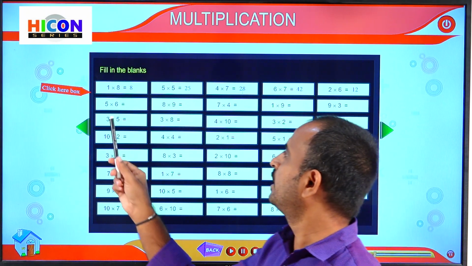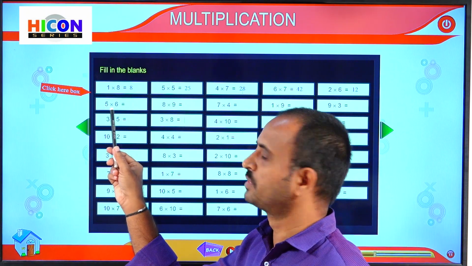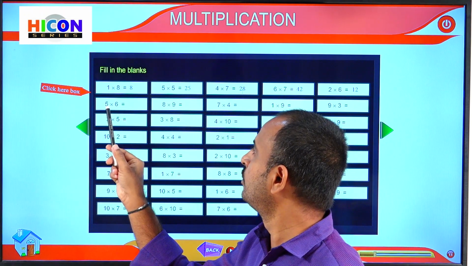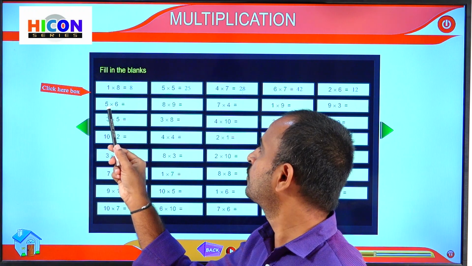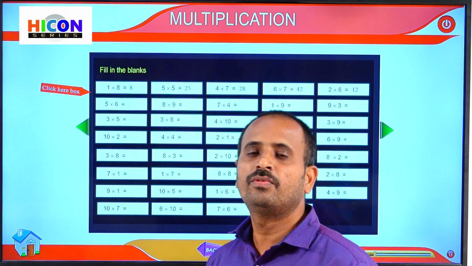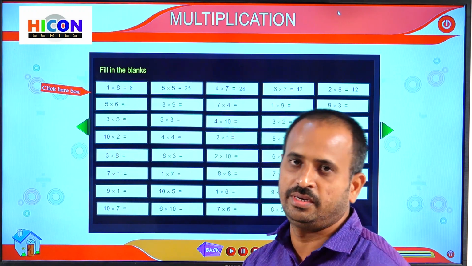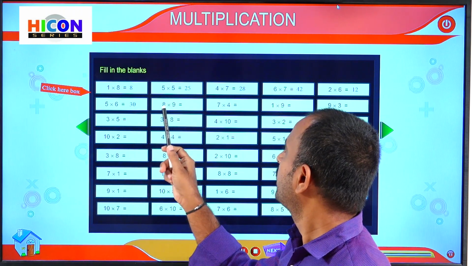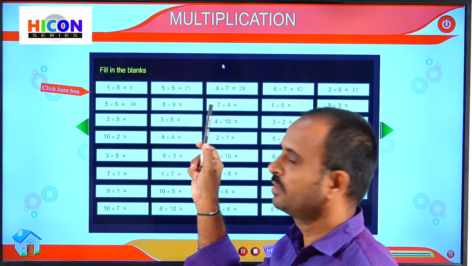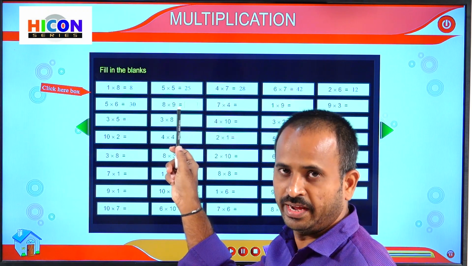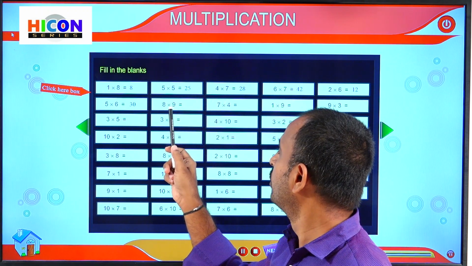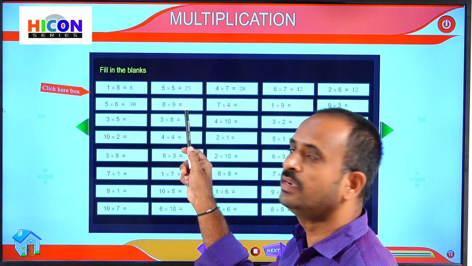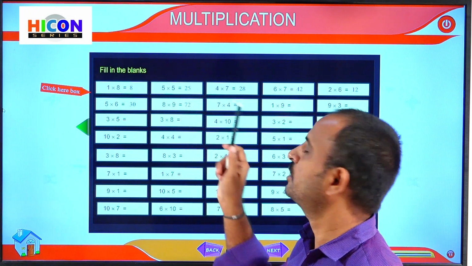Children, see the next one. 5 into 6. This is also the 6th table. In the 6th table, 5 6 jar, how much? 5 into 6, how much? 5 6 jar? Very good, 30. So write 30 here. See the next one. 8 into 9. This is the table of 9. In table 9, 8 9 jar, how much? 8 9 jar 72.